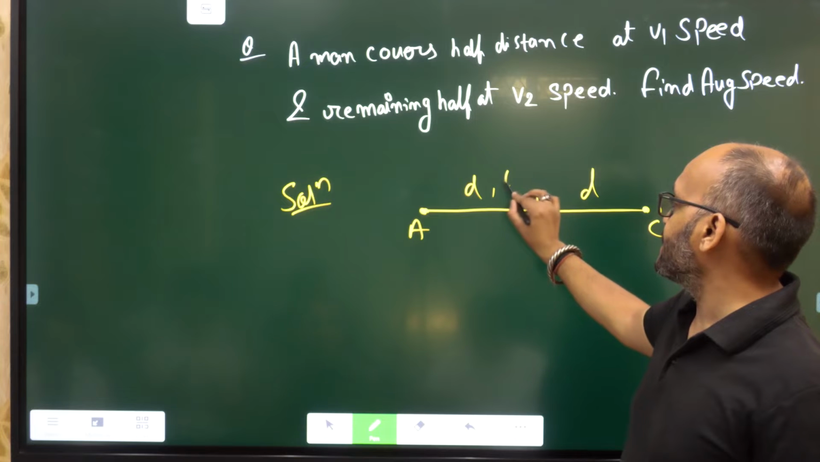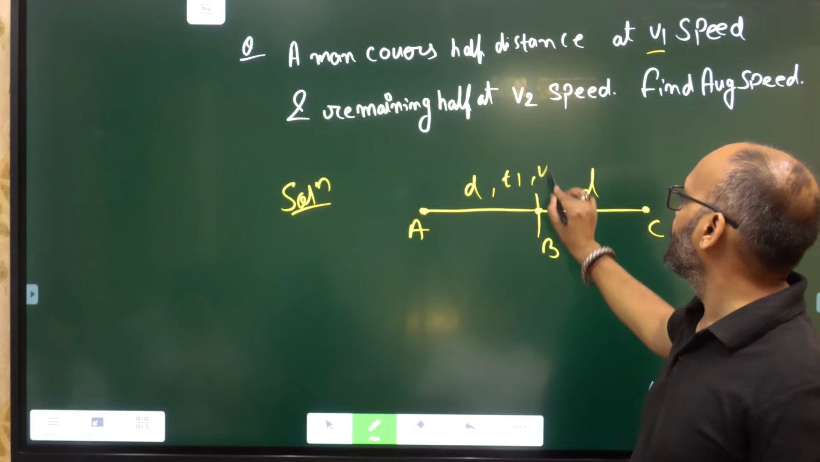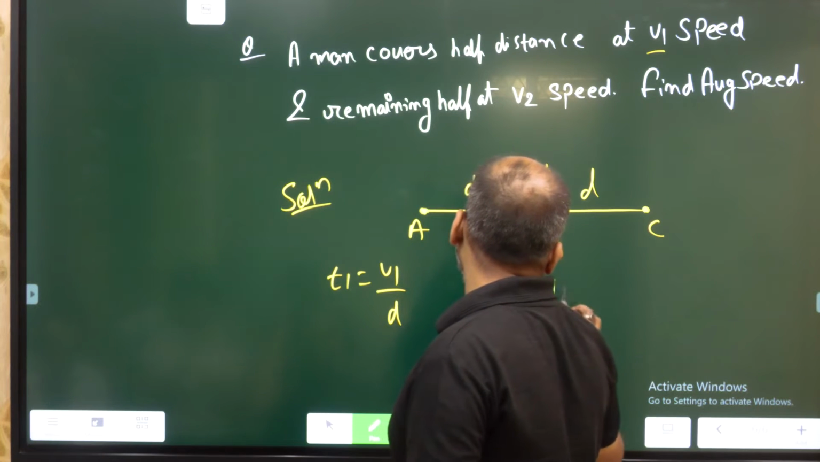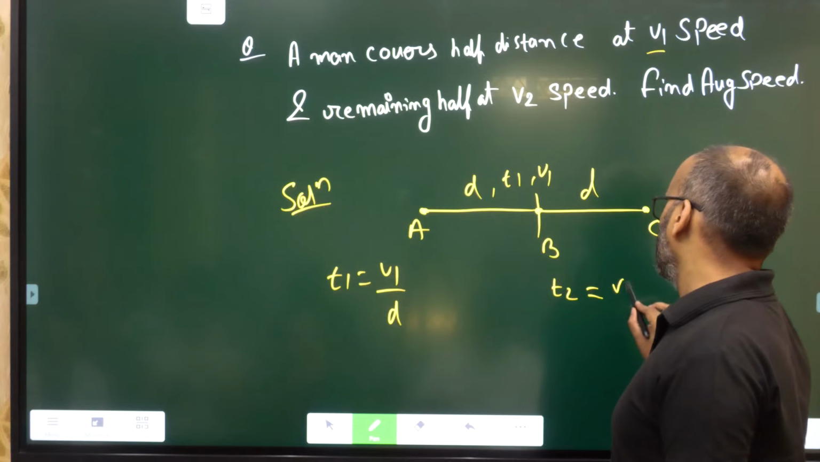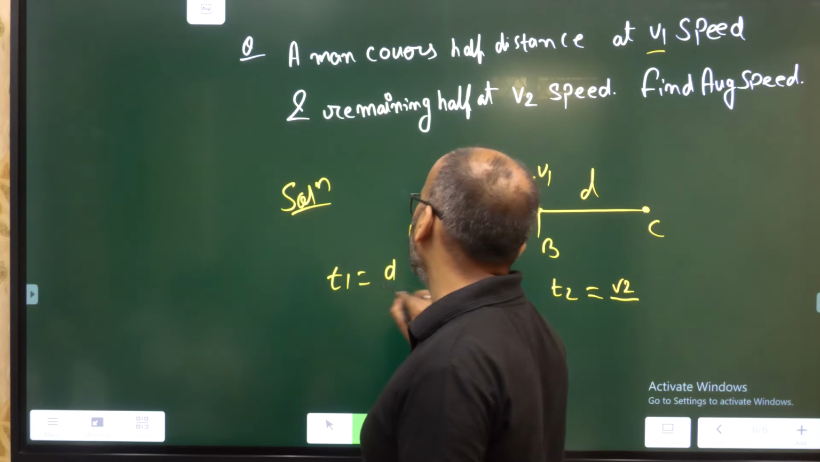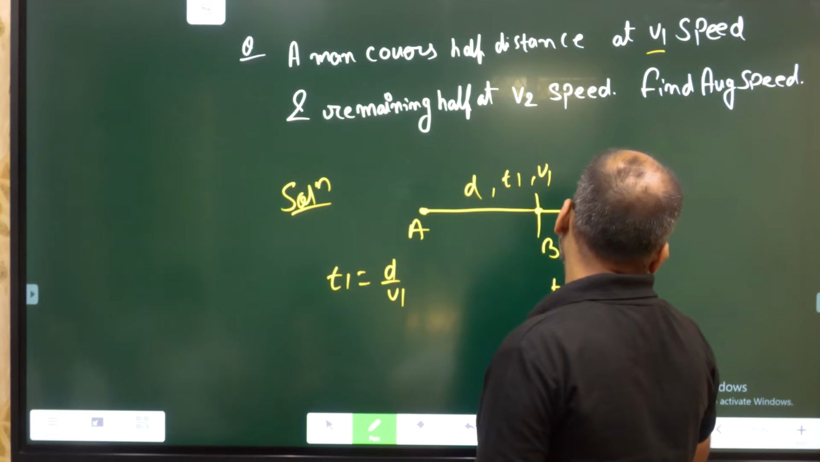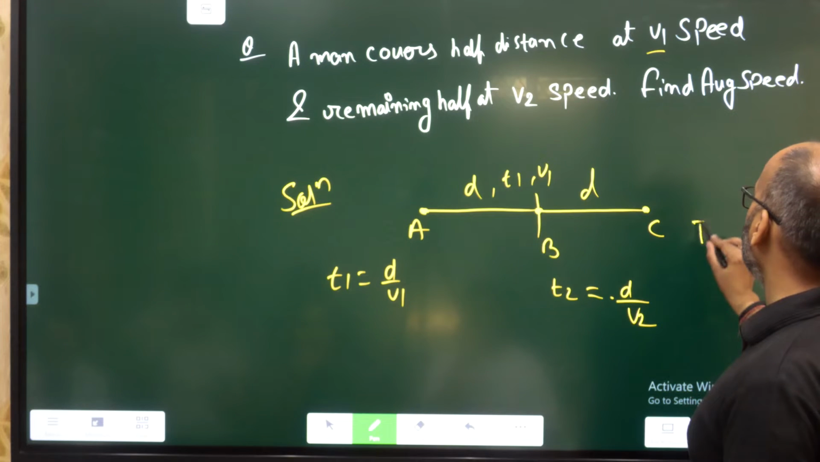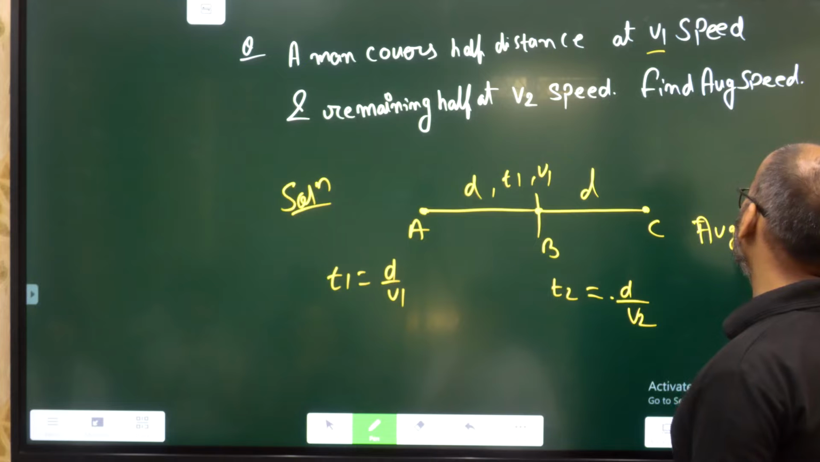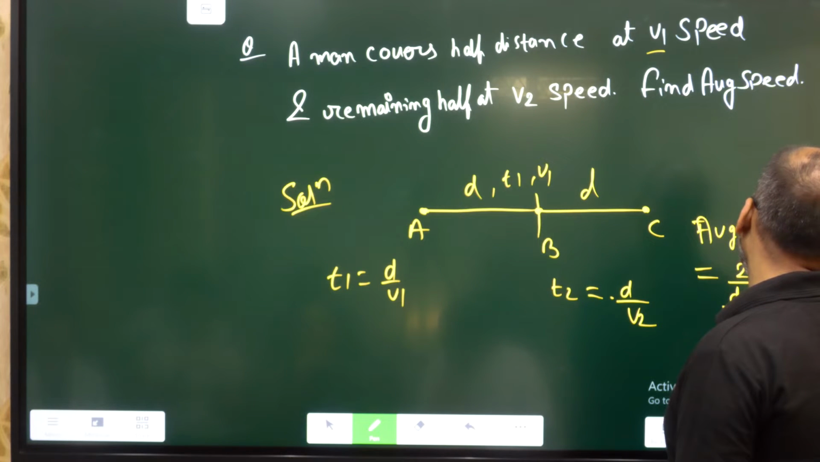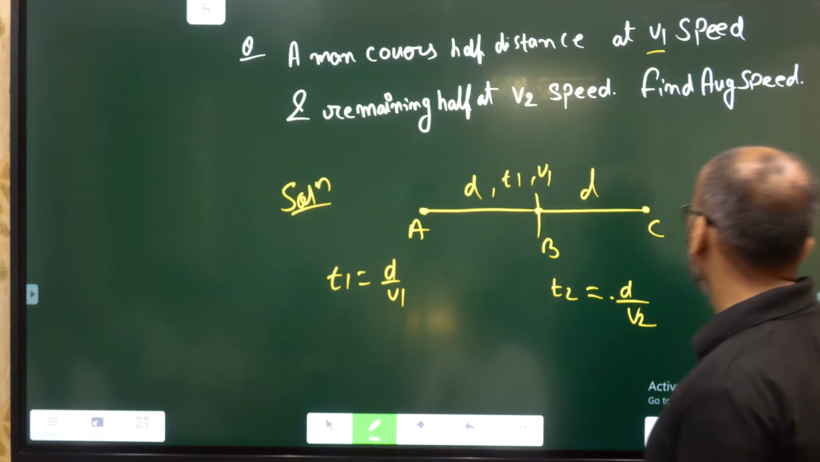So the time taken for it is T1. Velocity is V1. So T1 will come out to be D upon V1. Here T2 will come out to be D upon V2. Now you have to calculate average speed. Average speed will be total distance, that is 2D, divided by D upon V1 plus D upon V2.